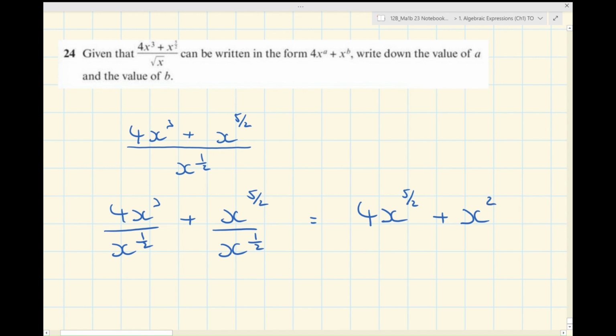So the value of A is 5 over 2, and the value of B is 2.